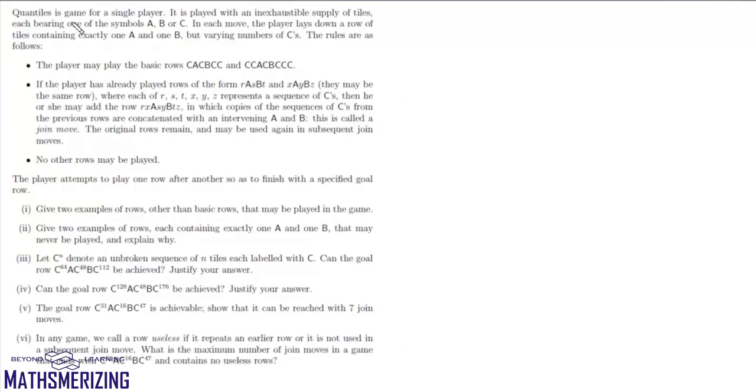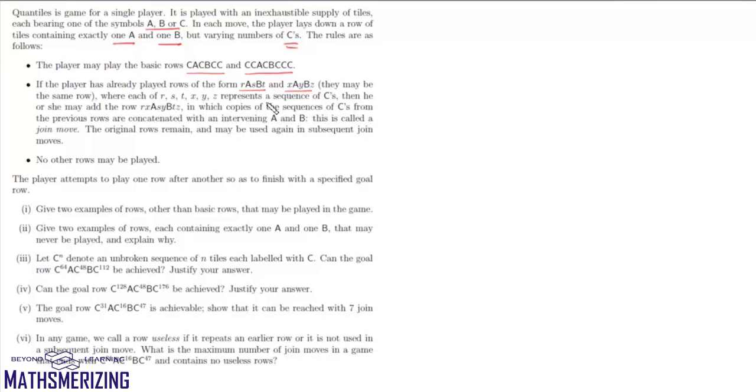Now question number 7 is, Quantiles is a game for a single player. It is played with an inexhaustible supply of tiles, each bearing one of the symbols A, B or C. In each move, the player lays down a row of tiles containing exactly one A and one B, but varying number of C's. The rules are as follows. The player may play the basic rows C, A, C, B, C, C and C, C, A, C, B, C, C, C. Now the player has already played rows of the form R, A, S, B, T and X, A, Y, B, Z, where each of R, S, T, X, Y, Z represents a sequence of C's.